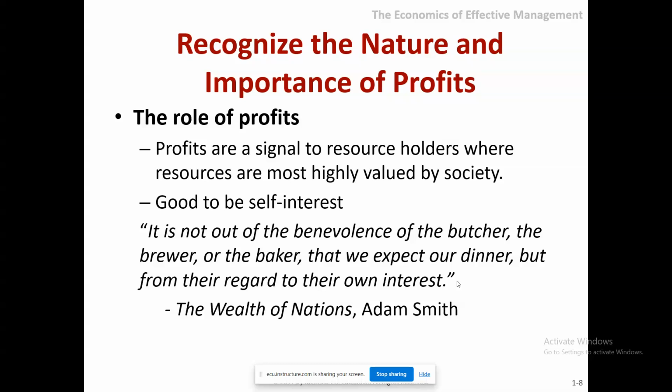This is a quote from The Wealth of Nations by Adam Smith. It is not out of the benevolence of the butcher, the brewer, or the baker that we expect our dinner, but from their regard to their own interest. All right. This is the first part of the discussion of how to be an effective manager.